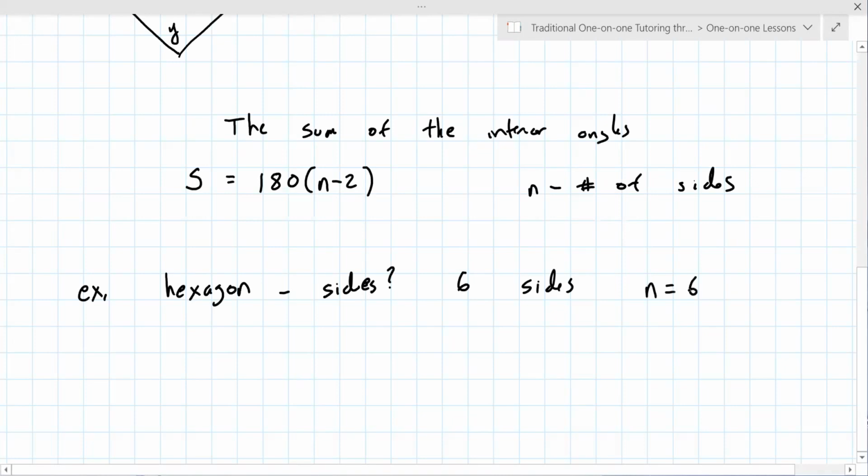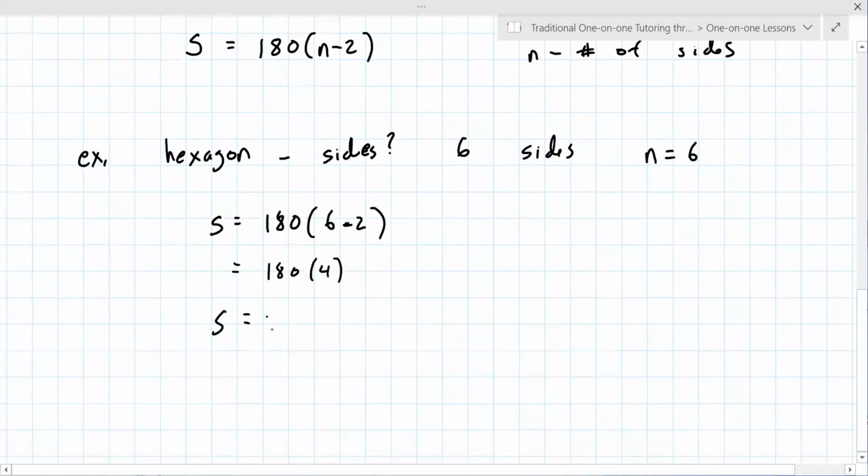So N is 6. When we write this formula, instead of N, we're going to write 6. See that? Instead of the N, I'm going to put a 6 there. You're going to subtract first, 6 minus 2. What is 6 minus 2, Sourish? 6 minus 2 is 4. 4, and 180 times 4 is 720.